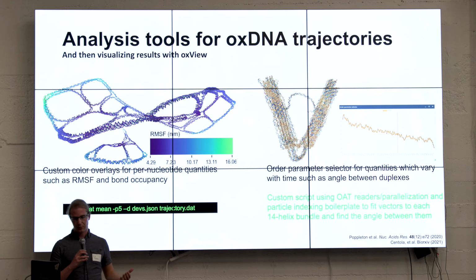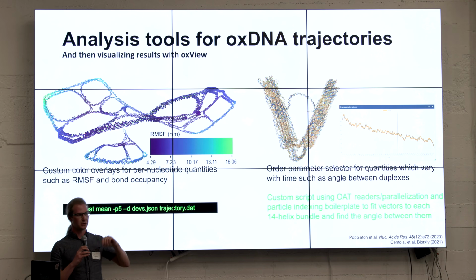We also wrote a Python library for analyzing the OxDNA trajectories, and since we control both the visualizer and the analysis tools, it was really easy to couple these together and take output files from the Python library, drop them into OxView, and get things like per nucleotide features, such as the RMSF of each particle, or order parameters that vary over the course of a trajectory. In this case, looking at a molecular engine that opens and closes under chemical influence. And in this case, we can look at, if we apply forces, how the structure closes with time.